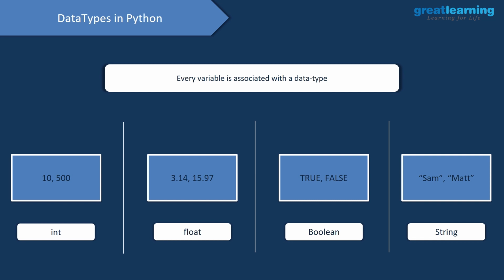So a string is basically a set of characters enclosed together, right? So Sam is basically a set of characters, it is a string. And then you have Matt, which is basically a set of characters, it is a string. And strings are generally enclosed within double quotes, single quotes, or triple quotes. Right, now let's assign some different types of data to our variables.